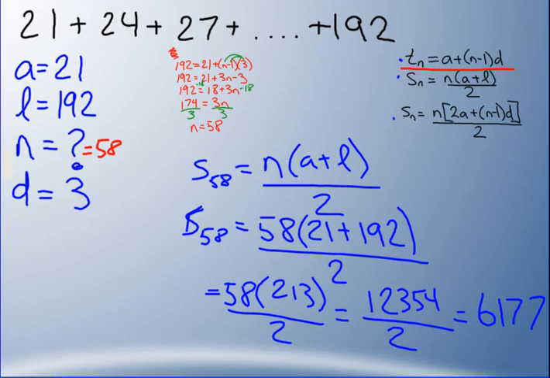6,177. So that means the sum of the first 58 numbers, so the sum of this series is 6,177. And that is my end answer.